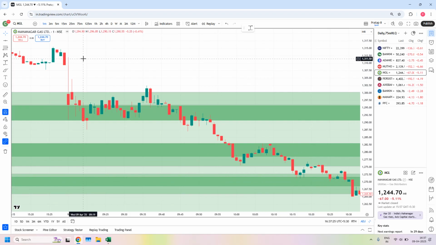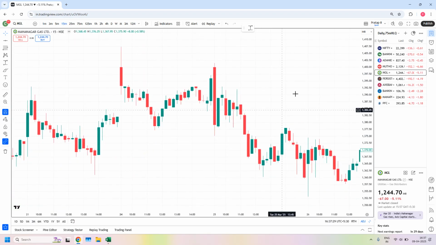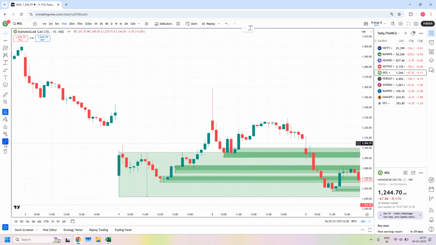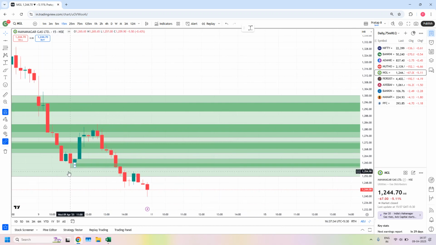And what about the next, the fourth one? The fourth one is a dynamic zone created today. Go to the 15 minutes time frame. Today in the live market, institutions created a zone. Drop, base, rally. This is the 15-minute zone.